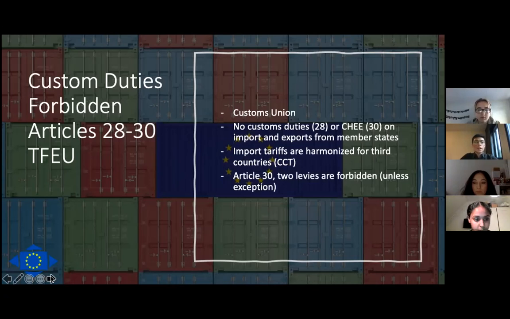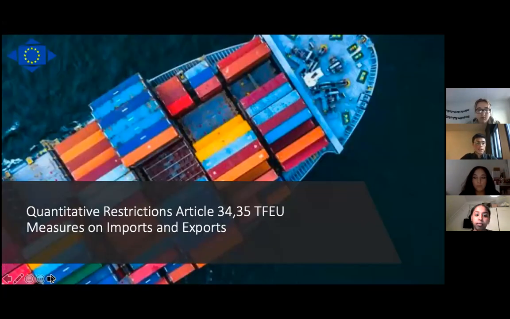However, even if a levy is allowed for a service required under any of these reasons, a member state is allowed to only charge the real cost of the service. Next, please. Now, quantitative restrictions on imports and exports, or Articles 34 and 35 of the TFEU.